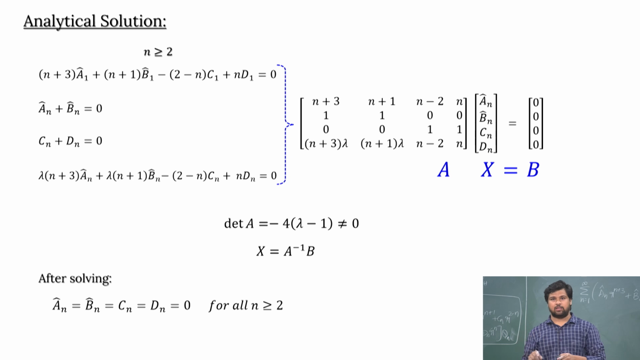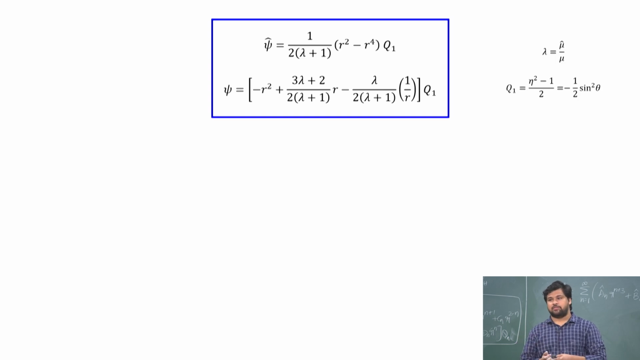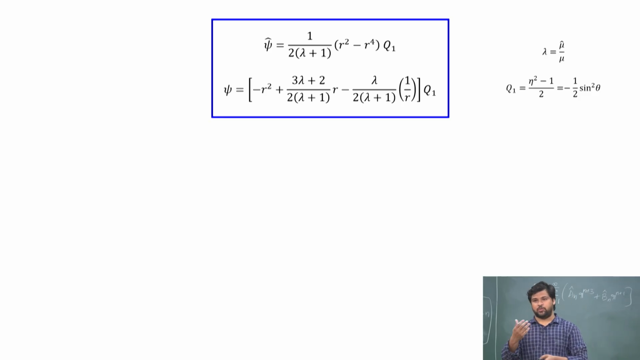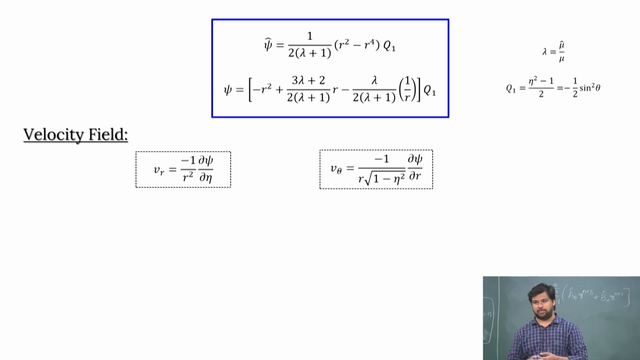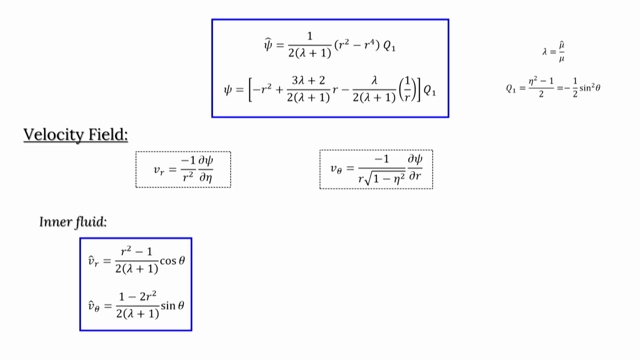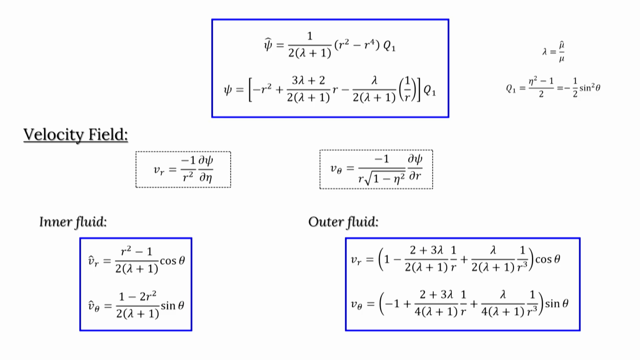If you substitute these equations, you will finally end up with expressions for psi. Our aim is to calculate velocity fields. So using this psi, we can calculate velocity fields using the definition, Vr and V theta. If you put the psi expression here, you will get the inner fluid and outer fluid expressions. So this is the final form. Everyone understand?